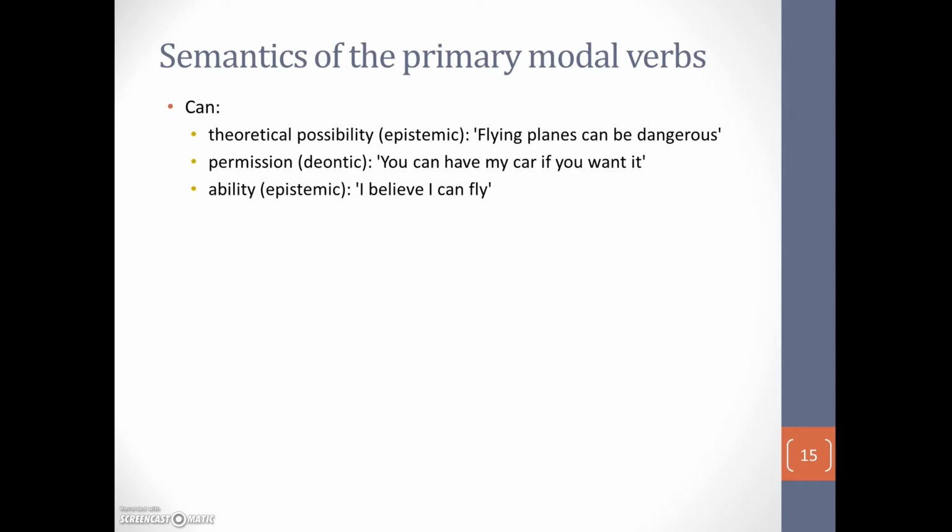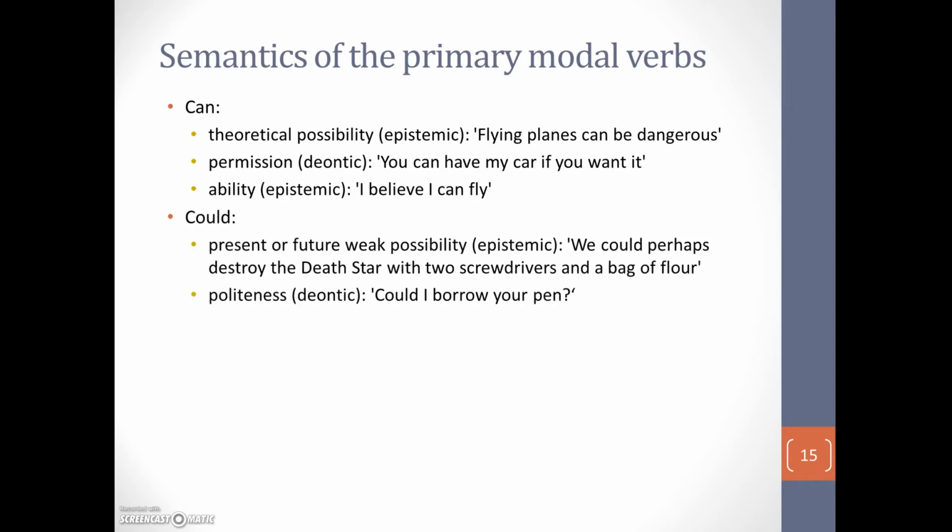So can, right, can be used to talk about, for instance, a theoretical possibility, permissions, and ability. Could, that's often perceived as the past tense form of can, right? But it is often also used in its own right. So we can actually use could to talk about things in the present or future if it is of weak possibility. And we often also use it to be polite.